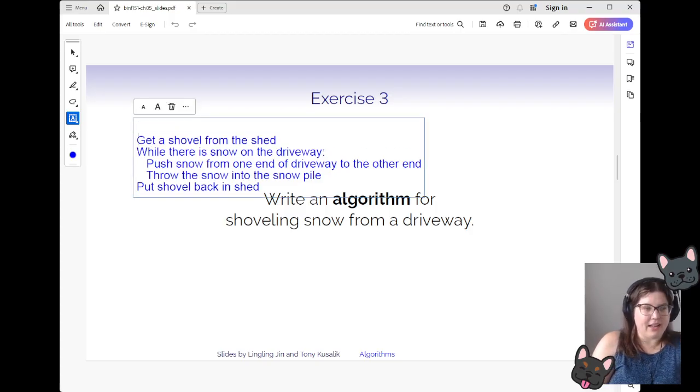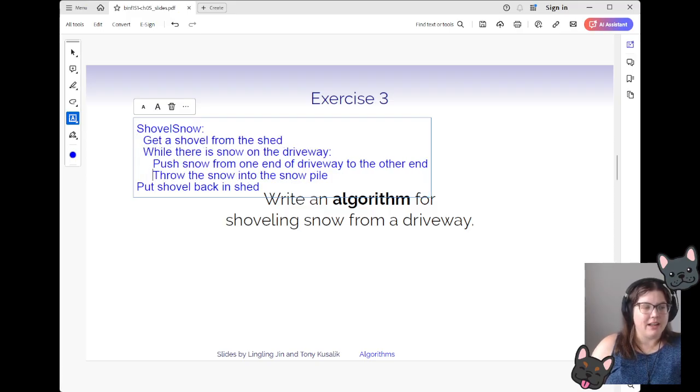And I'm going to give it a name. I'm going to call it shovel snow. I'll add a little colon to show that the actions after that are related to it. I'll tab everything over just to make it nice and pretty and easy to read. Again, that's my computer science bias though, but that gives us an idea of what that algorithm could look like.